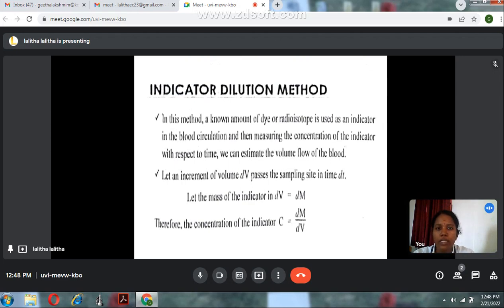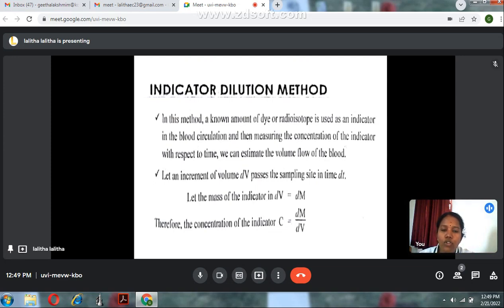Next, the indicator dilution method. This method can be used to measure the cardiac output. In this method, a known amount of dye or radioisotope is used as an indicator in the blood circulation, and then the concentration of the indicator is measured with respect to time. Based on this, we can calculate the volume flow of blood circulating in our body.